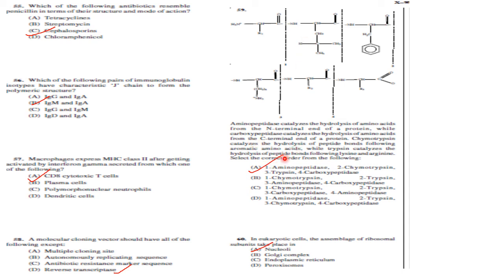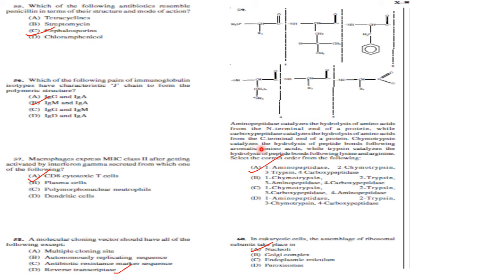So here they have told aminopeptidase catalyzes the hydrolysis of amino acid from the N-terminal end of a protein. So 1 will be naturally aminopeptidase, that is the N-terminal end of the protein. So answer is 1. 1 is aminopeptidase. Then they have told while carboxypeptidase catalyzes the hydrolysis of amino acid from the C-terminal end. So 4 is carboxypeptidase. This is the C-terminal end. So it will cut over here. So 4 will be carboxypeptidase.